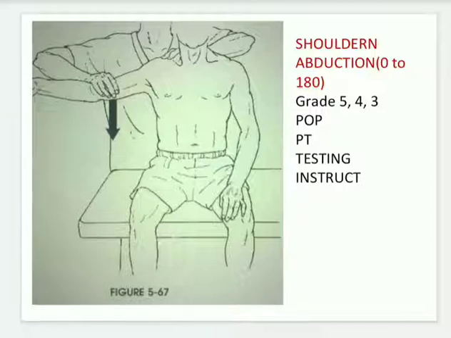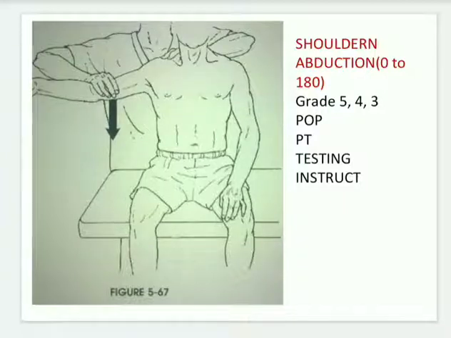Next, your shoulder abduction range. It is about 0 to 180 degrees. What is the position of the patient? Here, short sitting and the elbow must be slightly flexed. The therapist is standing and giving the resistance over the arm. The test is that he should abduct the shoulder to 90 degrees. And the instructions we will give: lift your arm up to the shoulder height level.